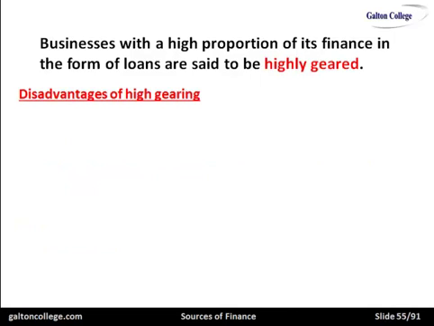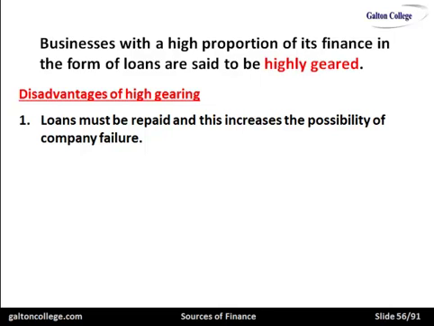Now, the disadvantages of high gearing. Well, loans must be repaid, and this increases the possibility of company failure. So if a company is highly geared, it still must repay the loans. So it must produce a profit. It must produce the resources to repay the loan. If it doesn't, the banks could call in the loans, and once they become due, if the company can't pay, the company may be forced to close down and its assets sold, and whatever's received from the sale of its assets will go to the banks to try and repay the amount that was loaned to the business. So the possibility of company failure is increased with high gearing.